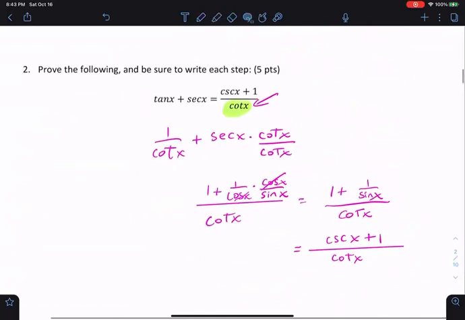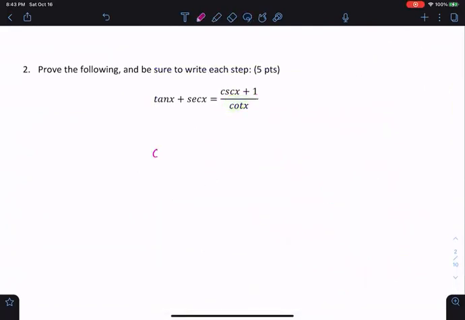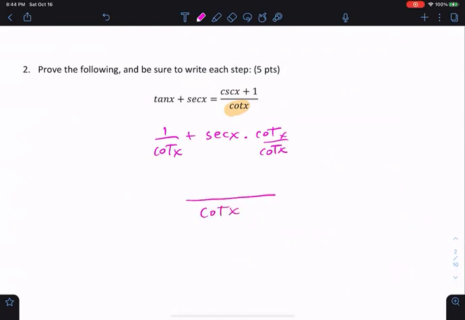Next, I will do, if you notice, this is cotangent, and I have tangent on the left side. I'm going to work with the left side. So this is 1 over cotangent x. I'm going to leave secant as it is, and I'm going to multiply secant by cotangent x, top and bottom. So I have the same denominator now, cotangent x, and in the numerator, I have 1 plus secant x cotangent x.